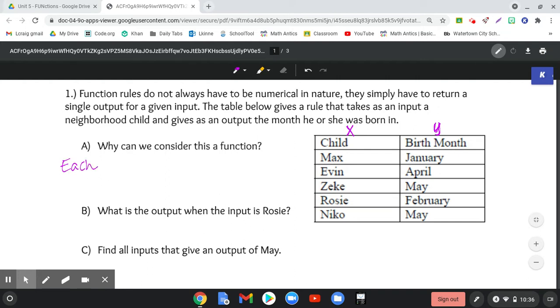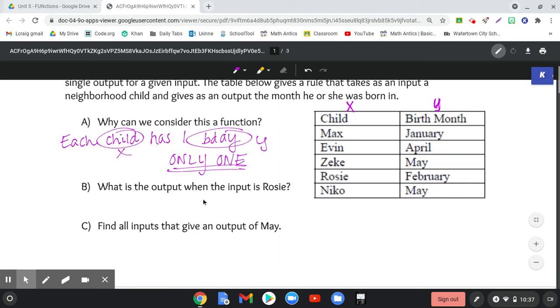Each child has one birthday. Only one birthday. And again, if you take out the word child and birthday and replace it with X and Y, each X has only one Y.